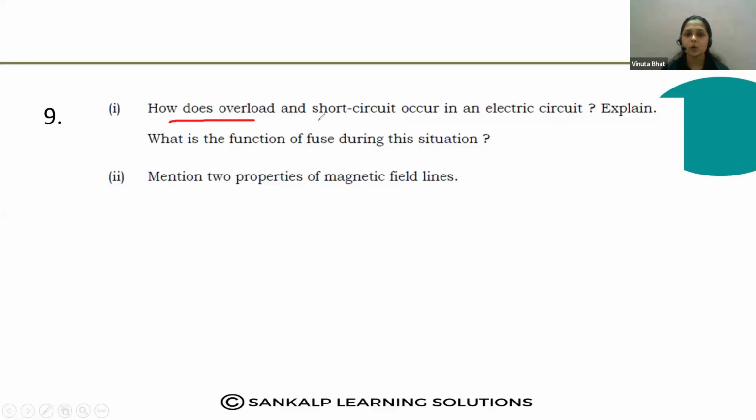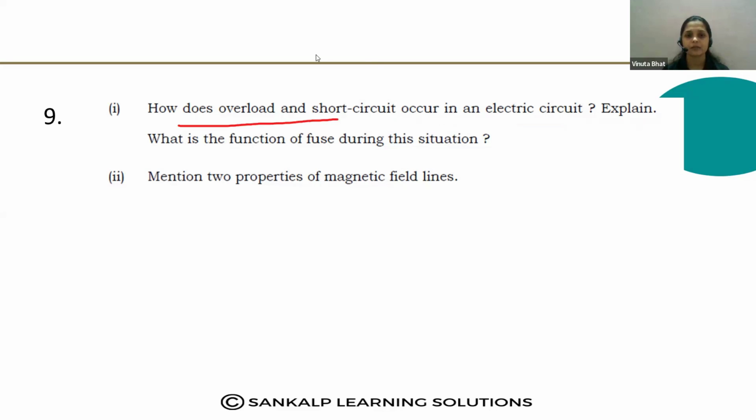How does overload and short circuit occur in an electric circuit? Overload, short circuit in an electric circuit, the functions of the fuse, magnetic field lines properties. These are all repeatedly asked and very important questions. Here, how does overload and short circuit occur?